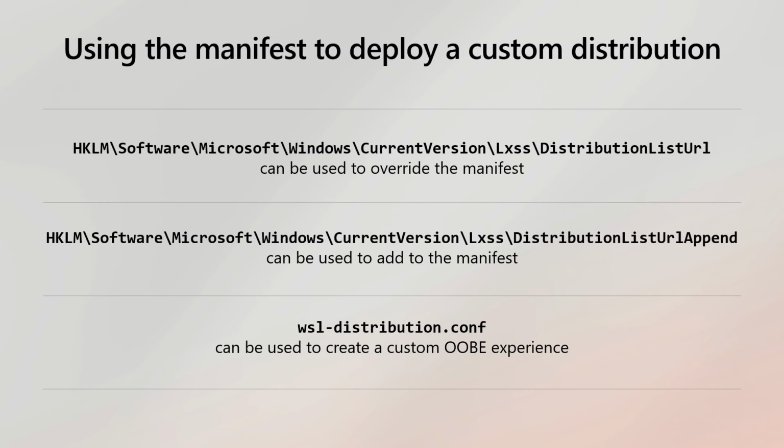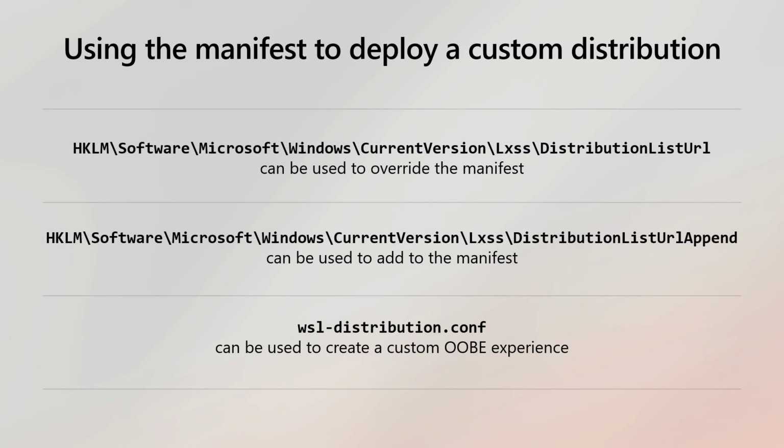So we have 2 new registry keys, distribution list URL, which is a registry key you can use to override the manifest. The reason behind this is because, as Craig was talking about earlier, you might want to restrict the list of distributions that are compliant with company policy. So Craig showed you how you can use the Intune WSL plugin to monitor this, but with this manifest, you can simply remove distributions that are not compliant with company policy from the list of installable distributions with WSL --install. So this allows you a very good level of control over this distribution manifest.